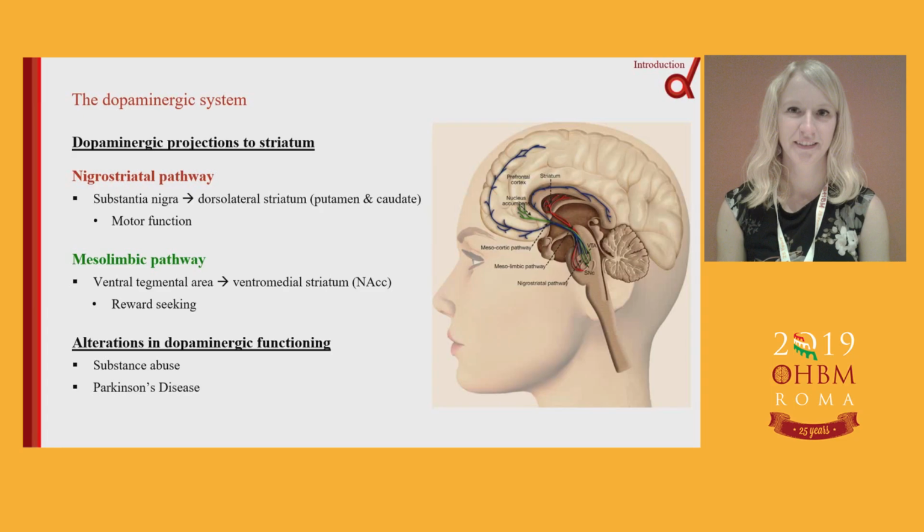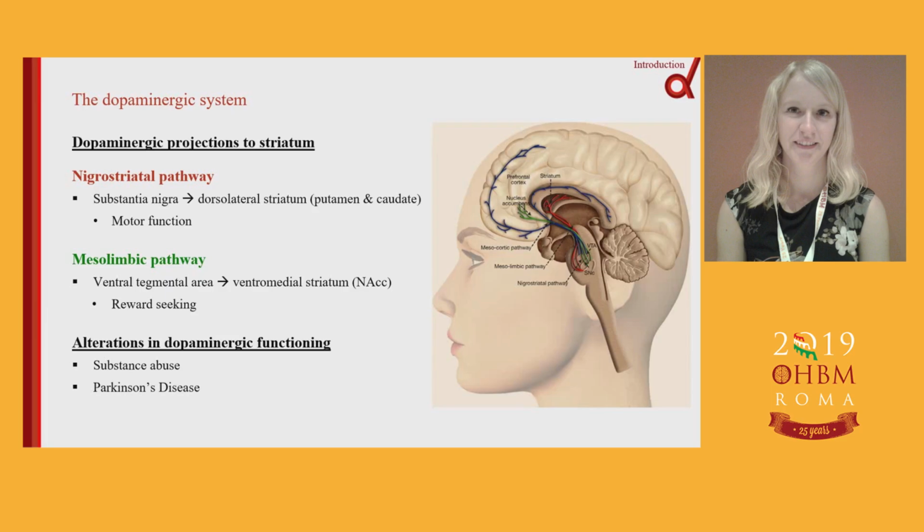And this pathway consists of dopaminergic neurons projecting from the substantia nigra to the dorsolateral striatum, including the dorsal putamen and caudate. And this pathway has mainly been associated with motor function. The second pathway is the mesolimbic pathway, indicated in green, and this consists of neurons projecting from the ventral tegmental area in the midbrain to the ventromedial striatum, including the nucleus accumbens. And this pathway has predominantly been related to reward-seeking behaviors.